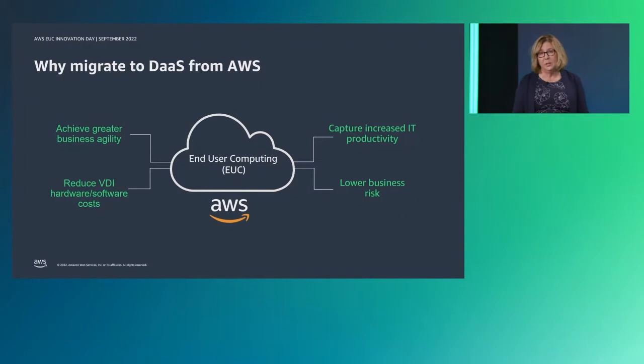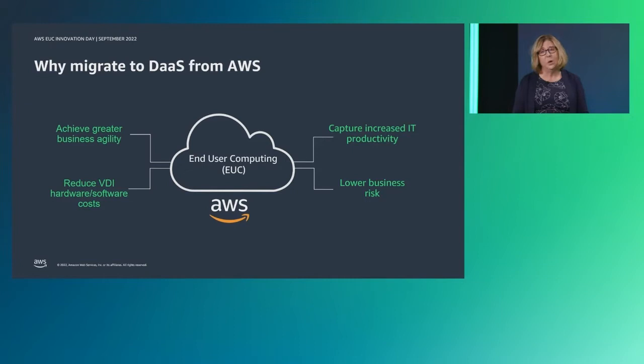Another benefit is reducing VDI solution costs. This is about replacing upfront VDI infrastructure and software expenditures with a more variable expense or consumption-based spend. Another benefit is capturing more IT productivity. Now that you can virtually eliminate VDI infrastructure management, you're reducing that time-consuming capacity planning, and you can easily automate operational workflows using the AWS Cloud platform of AWS services, tools, and APIs.